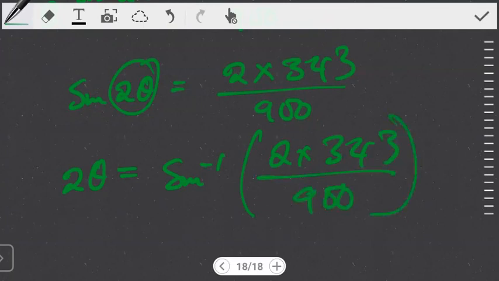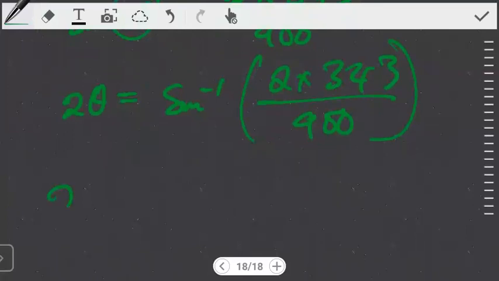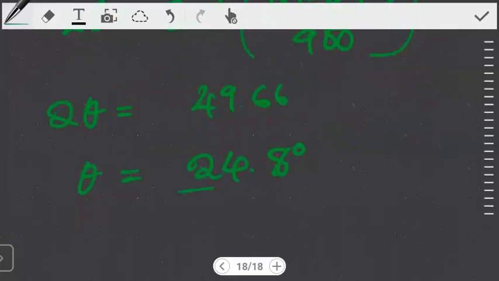Once we've achieved this, the next thing is to evaluate what the sine inverse is going to give us. Sine inverse of that argument is going to give us 49.66 degrees. But then we want theta, not 2 theta. So divide both sides by 2, and our angle comes out as 24.8 degrees. So this becomes the first angle.